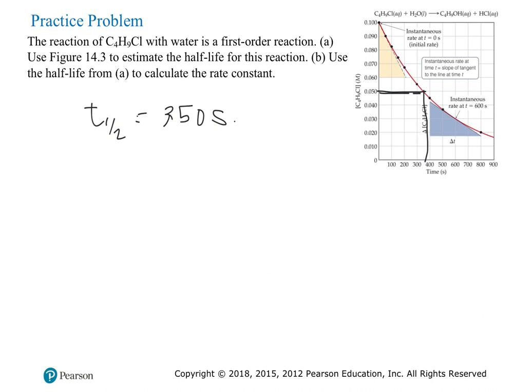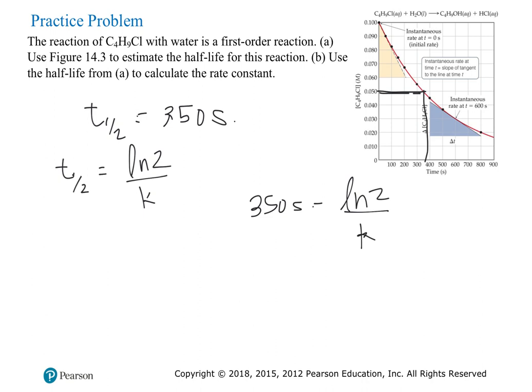And then B, use the half-life to calculate the rate constant. So we know that the half-life for a first-order reaction is ln of 2 over k. So if we know the half-life, then we could do 350 seconds equals ln of 2 over k. We're going to solve for k now. So what you could do is flip those two. So we get the rate constant equals ln of 2 over the half-life, 350.